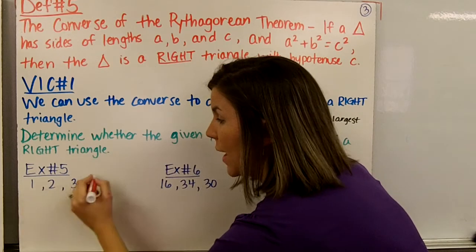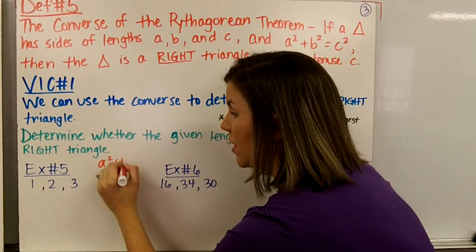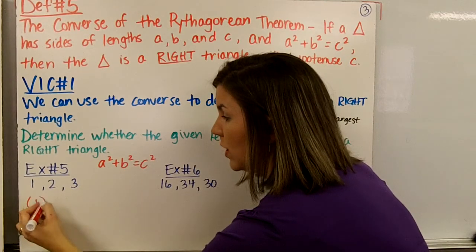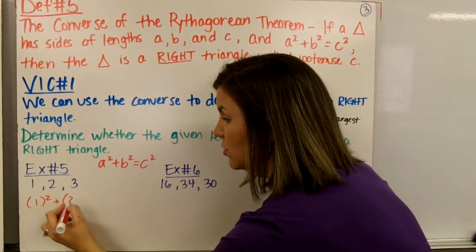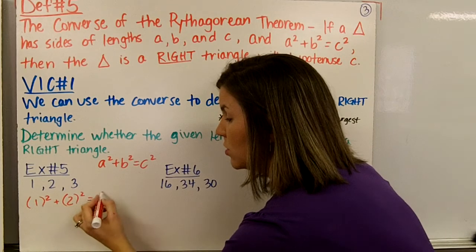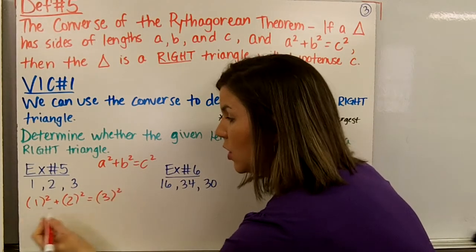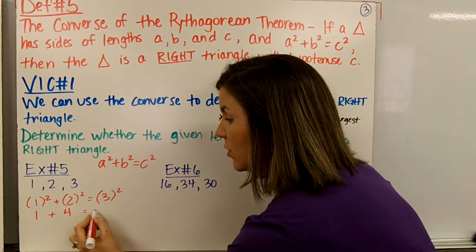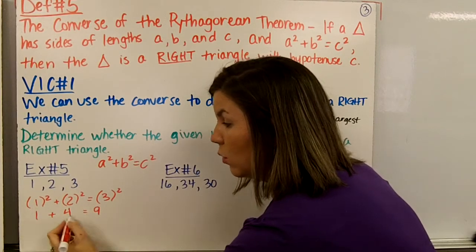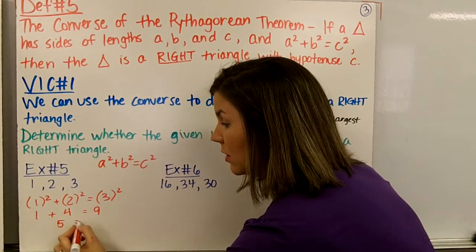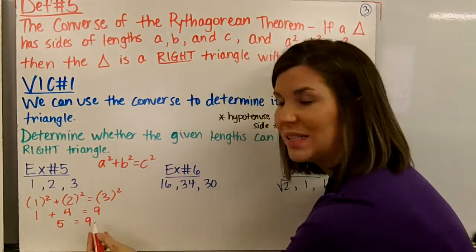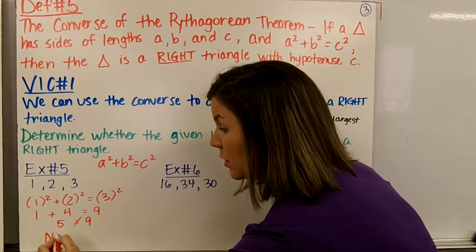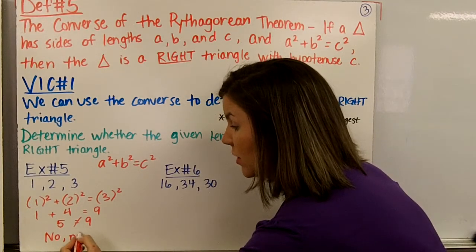So A squared plus B squared equals C squared. So I have 1 squared plus 2 squared equals 3 squared. 1 squared is 1, 2 squared is 4, and 3 squared is 9. 1 plus 4 is 5. 5 is not equal to 9, so no, it's not a right triangle.